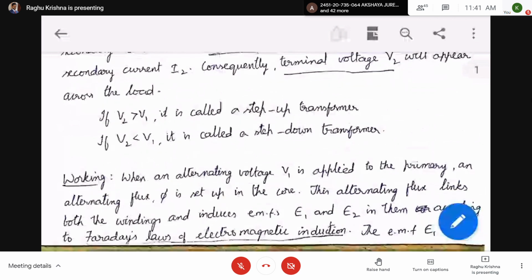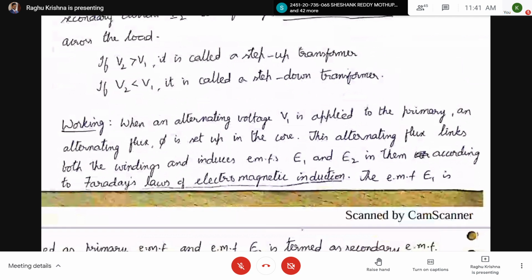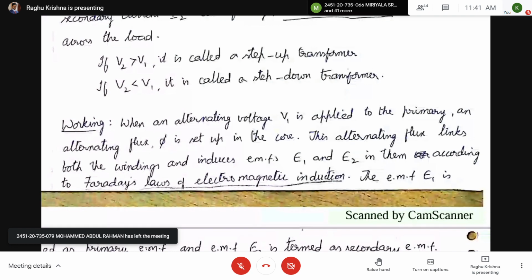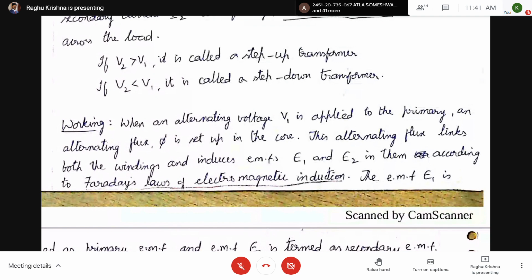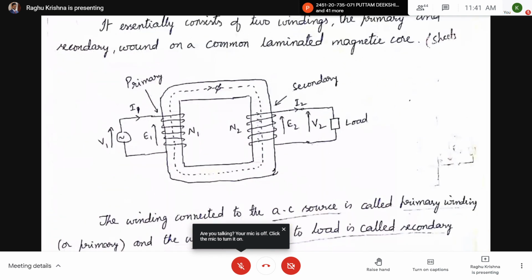Now coming to the working. When an alternating voltage V1 is applied to the primary, an alternating flux phi is set up in the core, as shown in the diagram. This alternating flux links both the windings. Is this clear? So this alternating flux links with both primary and secondary.